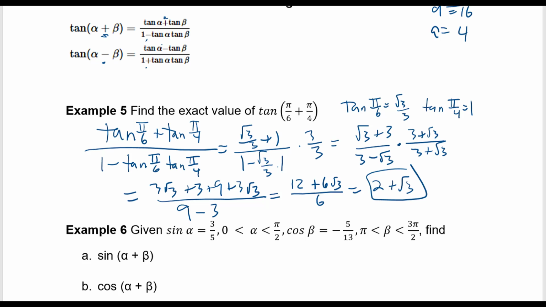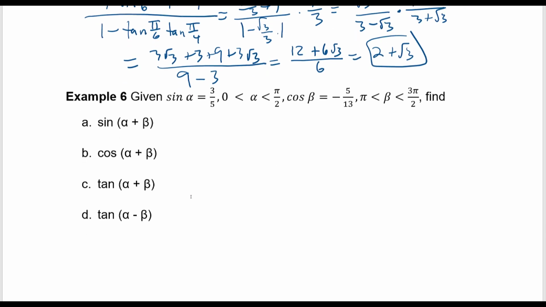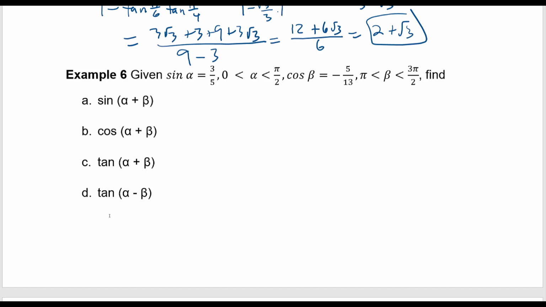Let's go on to this next one. This is bringing these three together. So we have sine of alpha is 3/5. So you can probably guess what cosine of alpha is going to be. And alpha is between 0 and pi over 2, so it's first quadrant. Cosine beta is negative 5 over 13. We can easily find what this triangle looks like. And beta is between pi and 3 pi over 2, so it's third quadrant.